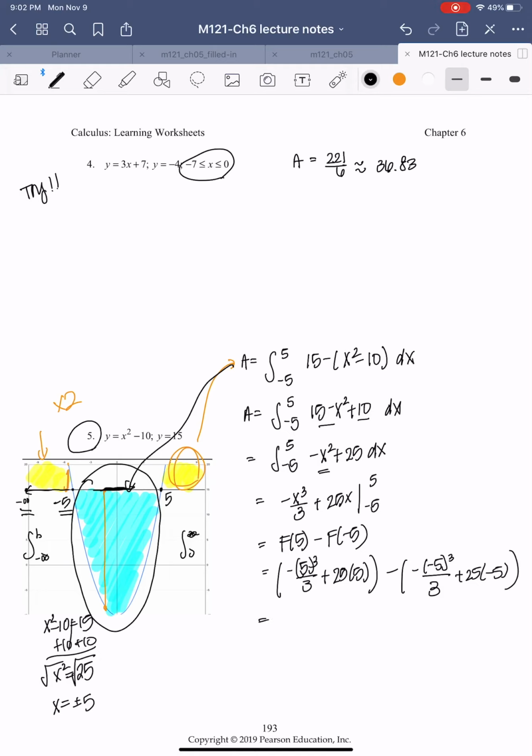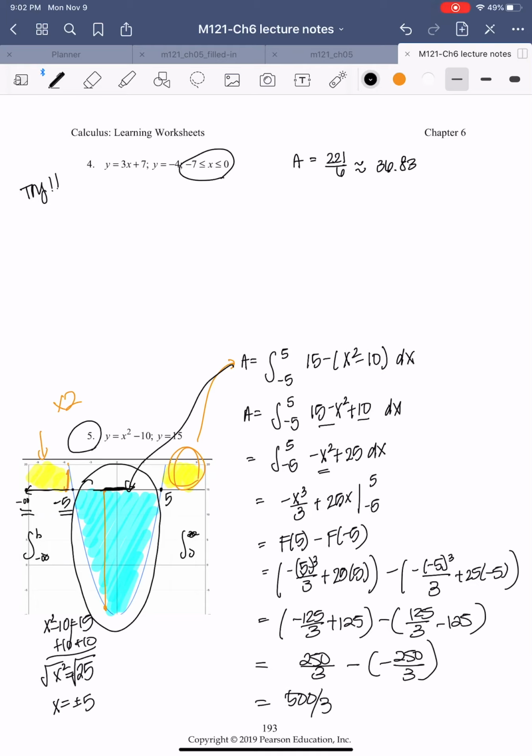Let's do some algebra. Plug it into a calculator. I have -125 over 3 plus 125, subtract 125 over 3 minus 125. I have 250 over 3 minus -250 over 3. I get 500 over 3 as our final area answer. Okay?